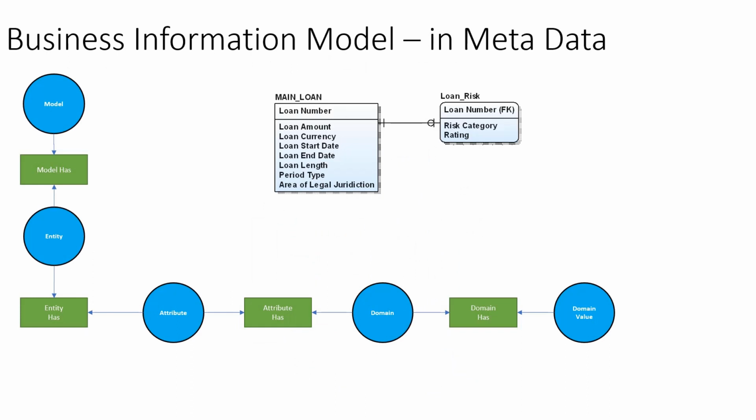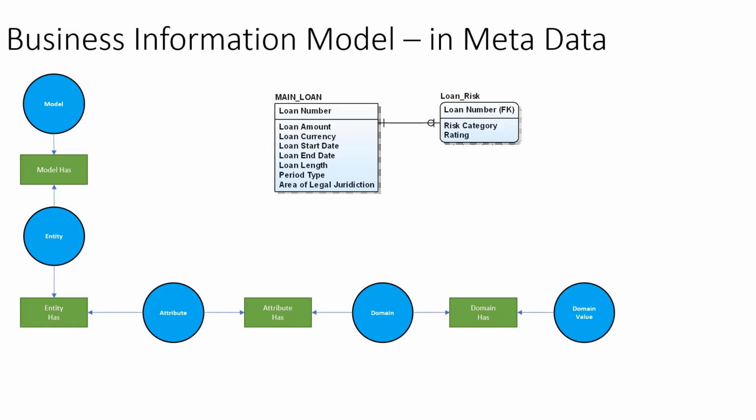If we take the loan model as an example, and we see it as a business information model, we can see that in the business information model it has two different tables, the main loan table and the loan risk table. These are logical constructs. Now, if we do one example of these, we can see how we, from a conceptual view, capture this model.